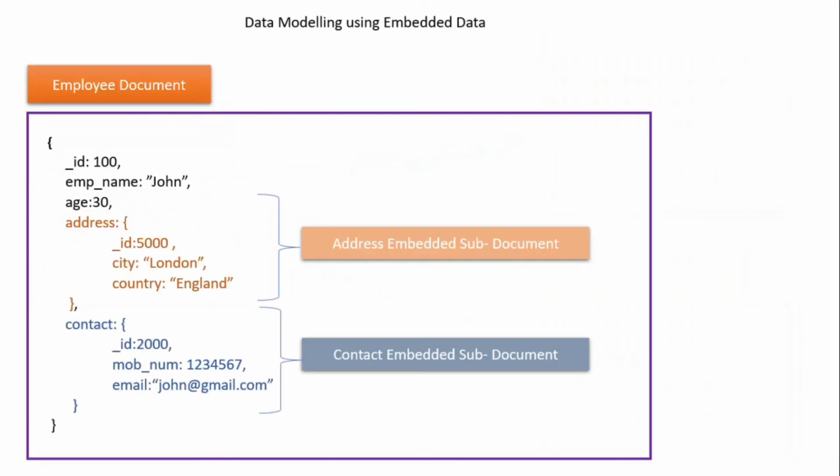Now let's see how you can show the relationship using the embedded data. Here you can see that we have a single document called employee document, and inside it we have ID, employee name, and age, and then we have another document embedded as a sub-document inside the employee document called the address, having city and country, and then we have another document called the contact document, which is embedded as a sub-document in the employee, having mobile number and email ID. So this is how you can show the relationships using the embedded data.